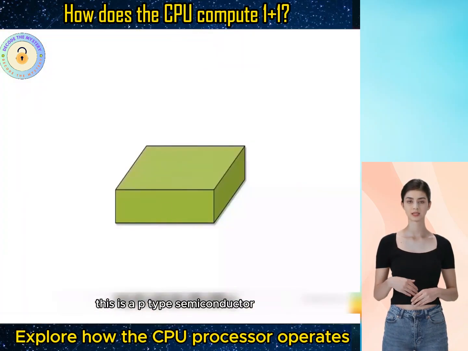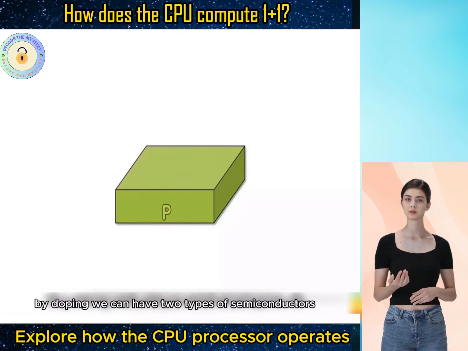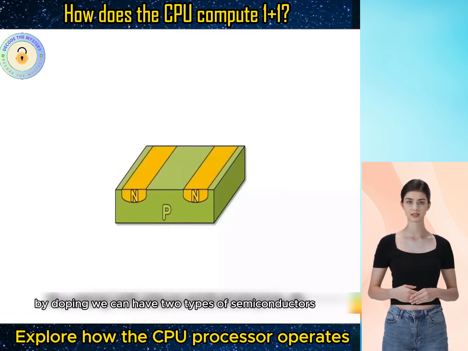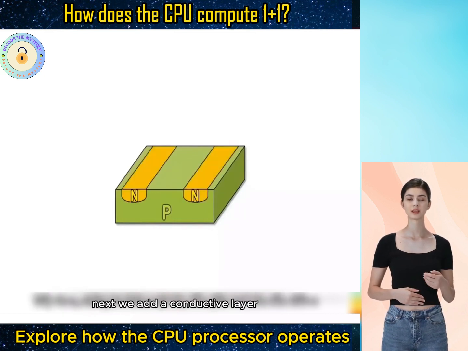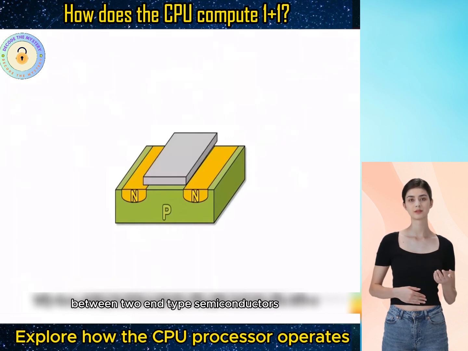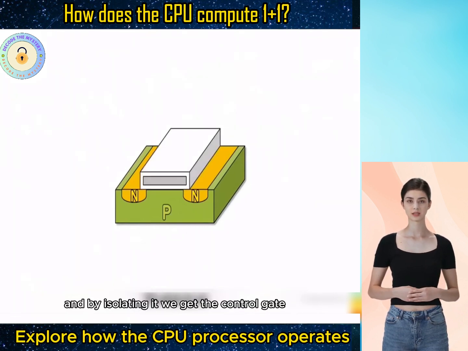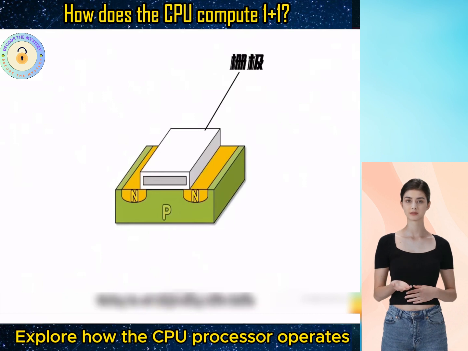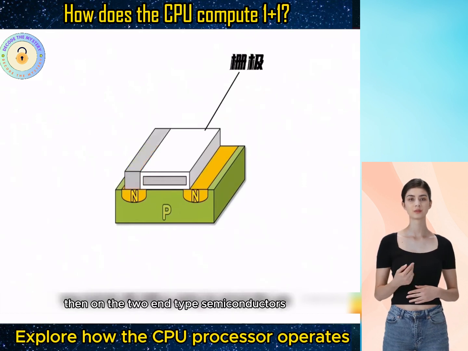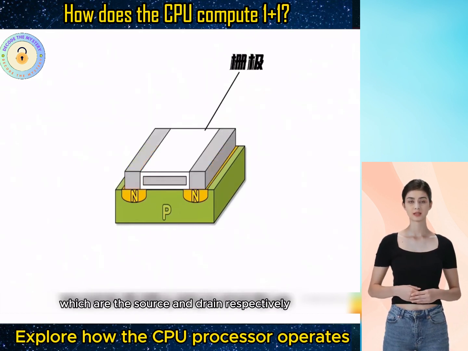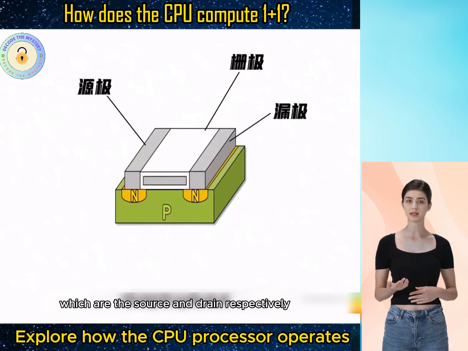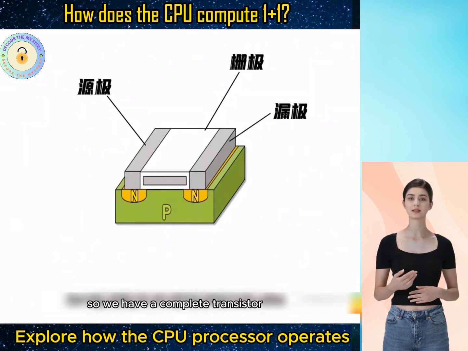This is a p-type semiconductor. By doping, we can have two types of semiconductors. Next, we add a conductive layer between two n-type semiconductors. And by isolating it, we get the control gate. Then, on the two n-type semiconductors, we have two electrodes, which are the source and drain, respectively. So, we have a complete transistor.